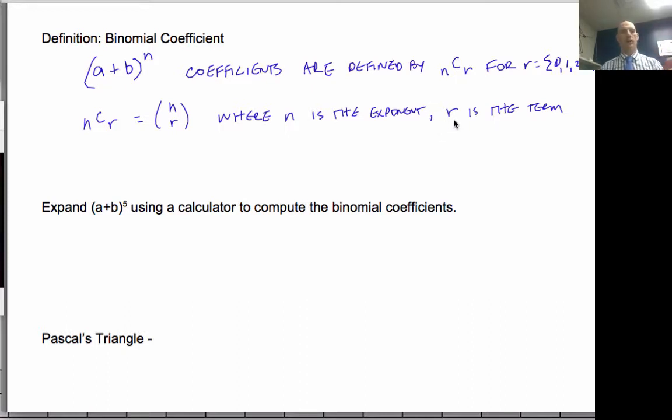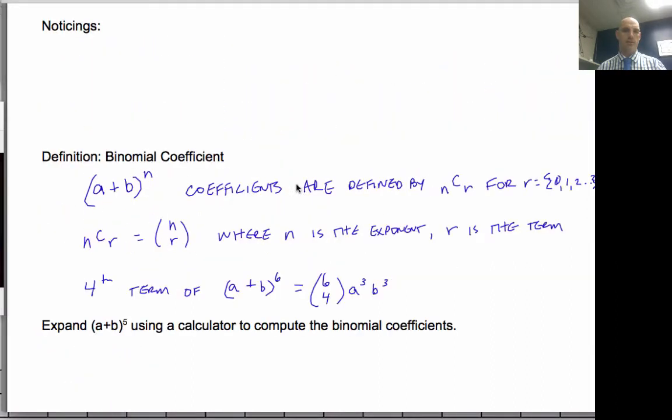Well, just take a look here for a second. The fourth term of a plus b to the sixth looks like this. n is the exponent, 6, and I want the fourth term. And it's going to be a cubed b cubed. Well, how do I know that? Well, take a look up here for a second.